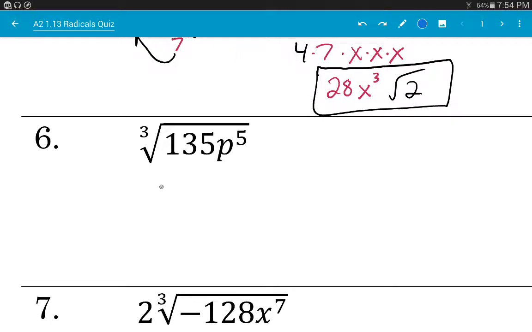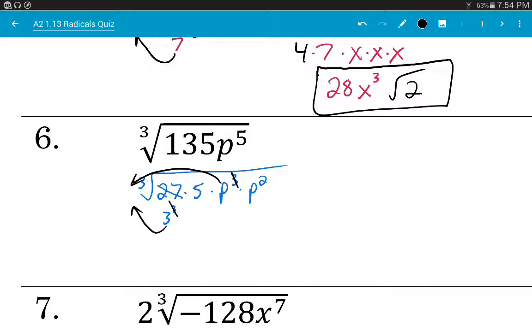135. We need to know what is that divisible by, and the answer is it is 27 times 5. P to the 5th is going to be broken into p cubed and p squared, because this bouncer wants 3's, and if you don't have a 3, you're not getting out. The 27 can be rewritten as 3 cubed. Now, who has the right invitation? This 3 does, and this p does. So 3 and p can come out, and 5 and p squared are stuck. So 3p came out, cube root of 5p squared.